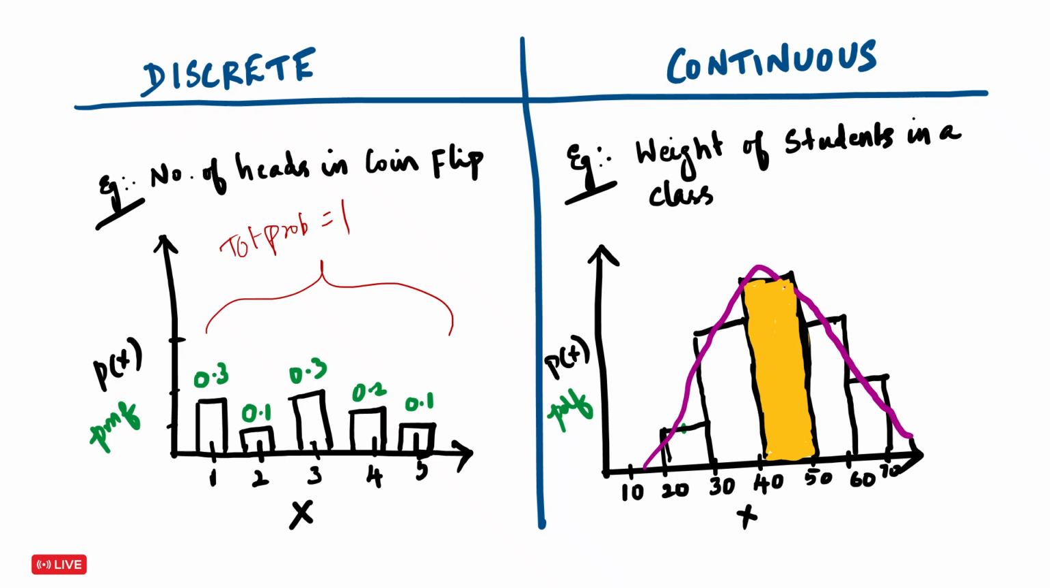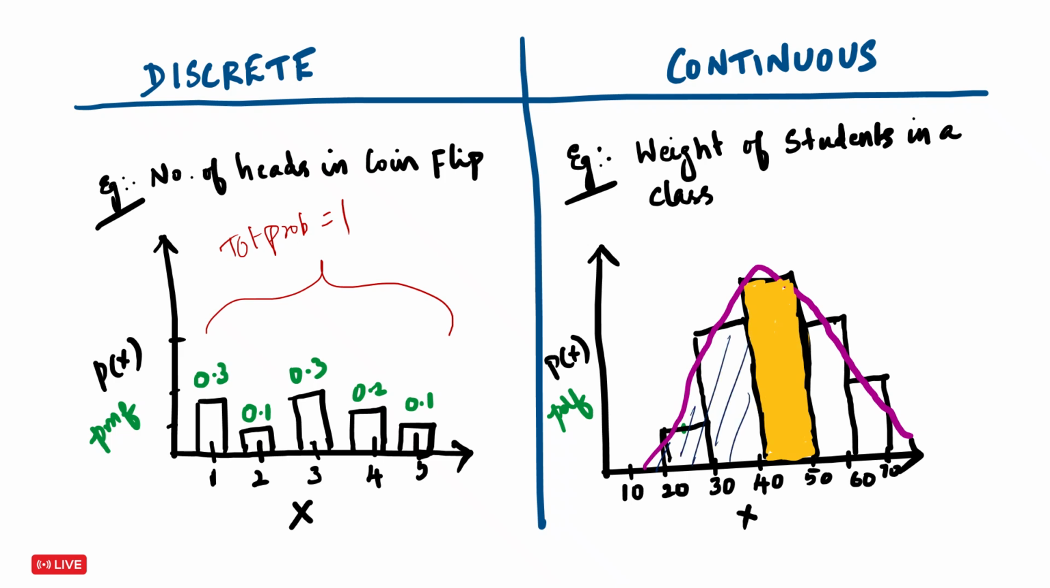We are taking an example of the weight of the students in a classroom. So in the x-axis we have weight, and in the y-axis we have the probability. Since it is a continuous probability distribution, it can take any value in this interval. Within this range, it can take any value. So the total probability will be the total area under this curve.